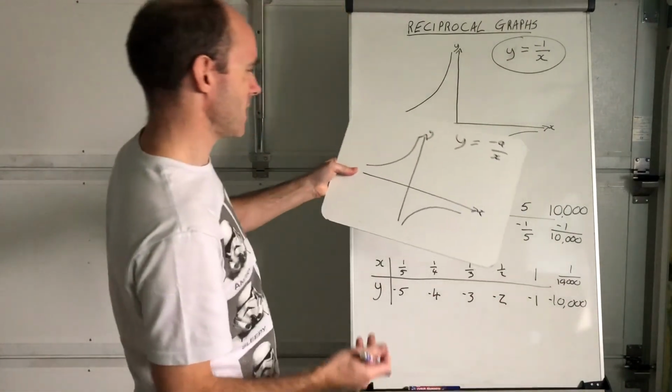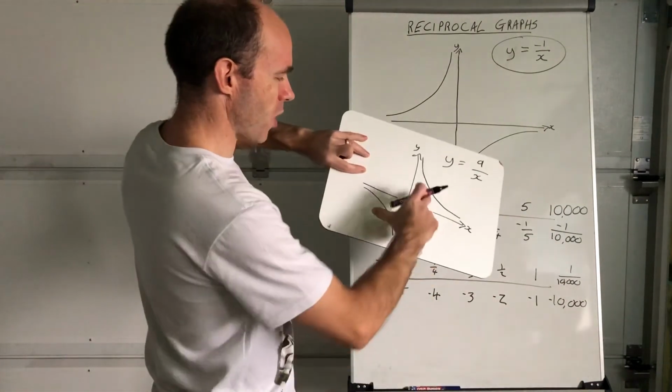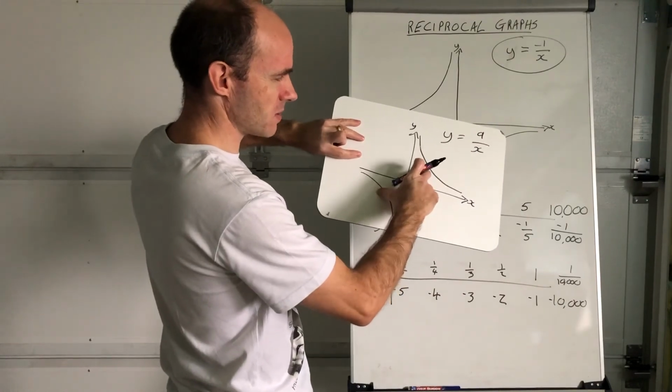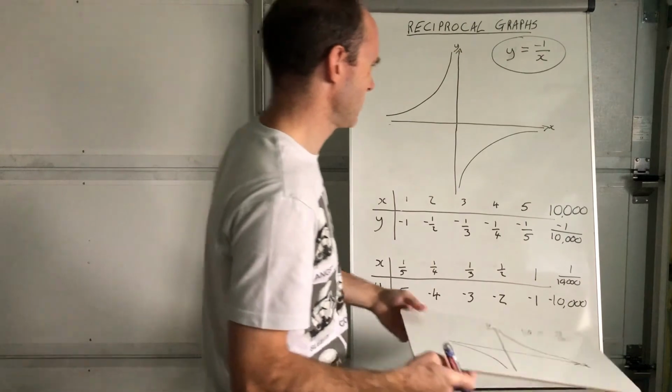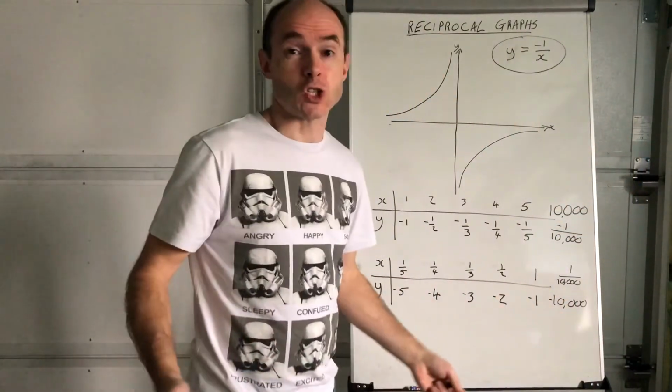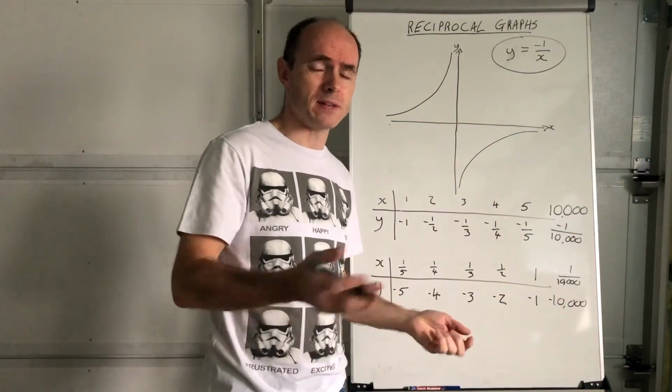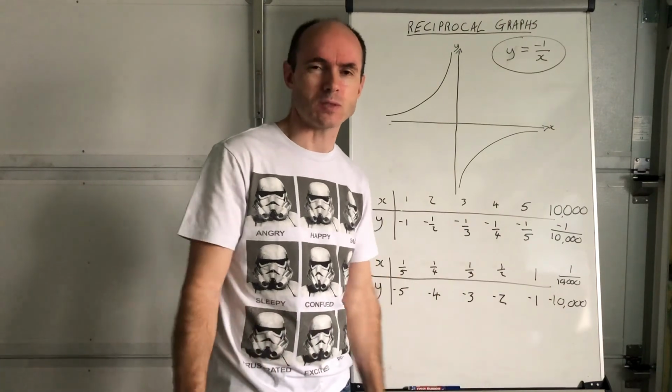So you just have to remember those 2 shapes. They're in the opposing quadrants there and there for the positive reciprocal graph, and there for the negative reciprocal graph. Apart from that, there's not really much to it. You'll see more maybe in year 13, but for year 12, that's all you need to know for now.